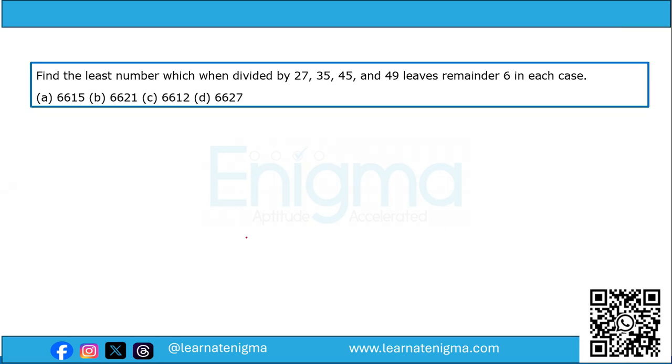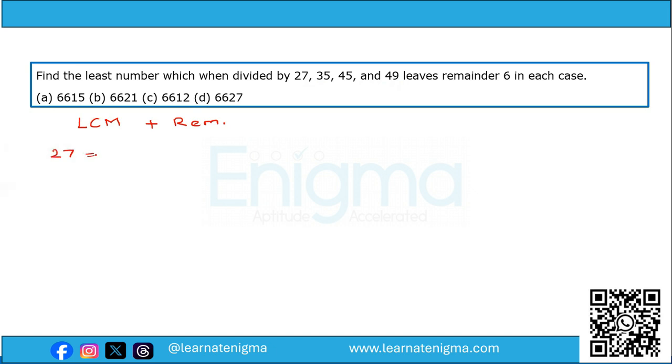Find the least number which when divided by 27, 35, 45, 49 leaves a remainder of 6 in each case. Now in such kind of questions, remember the wording. In such kind of a wording, the concept is very simple. Find out the LCM of all the given numbers and add the remainder which is given to you. So now let's find out the LCM of the given numbers.